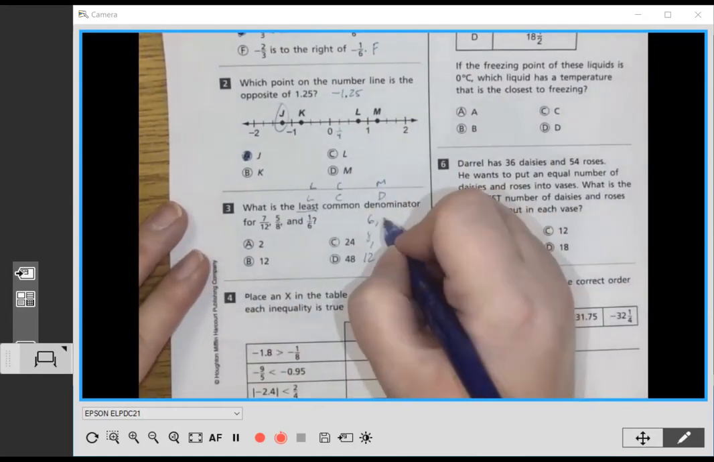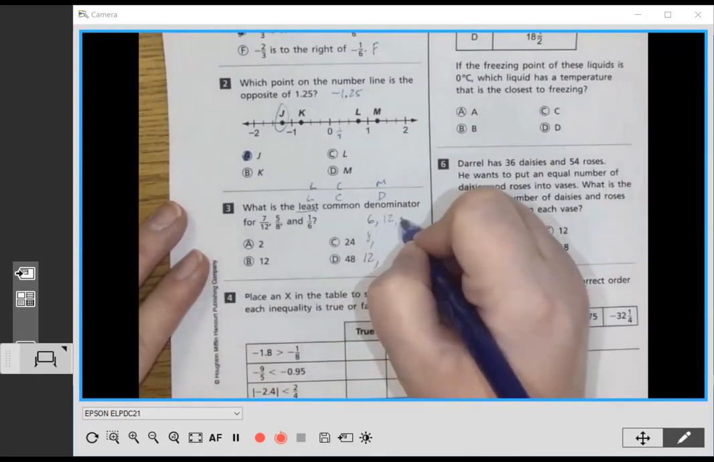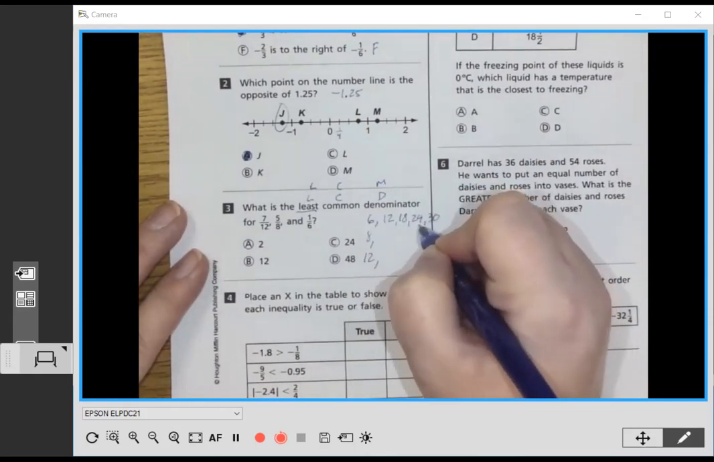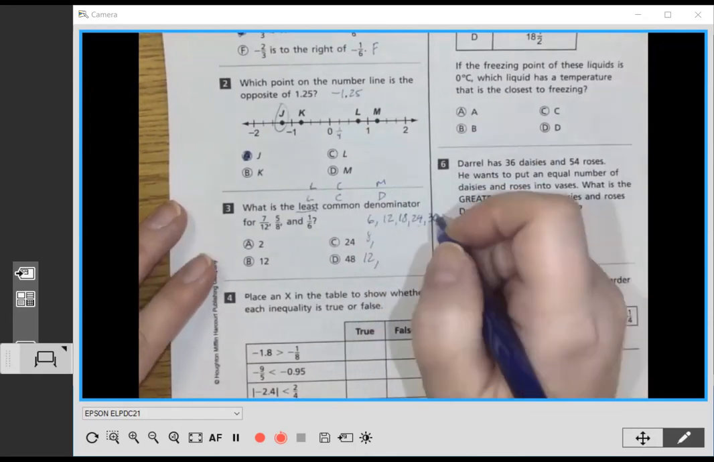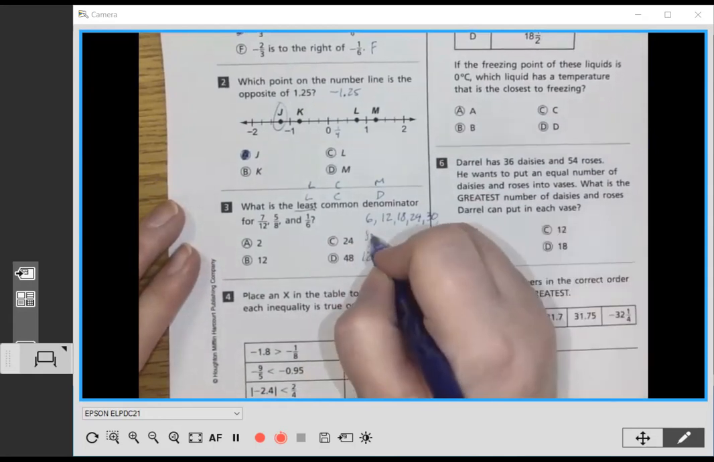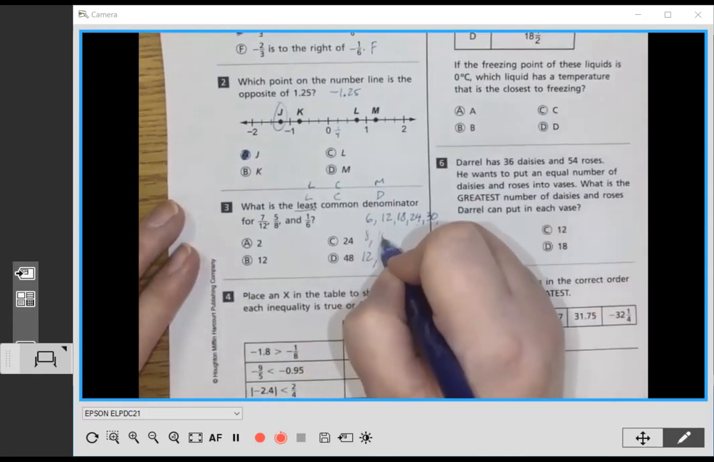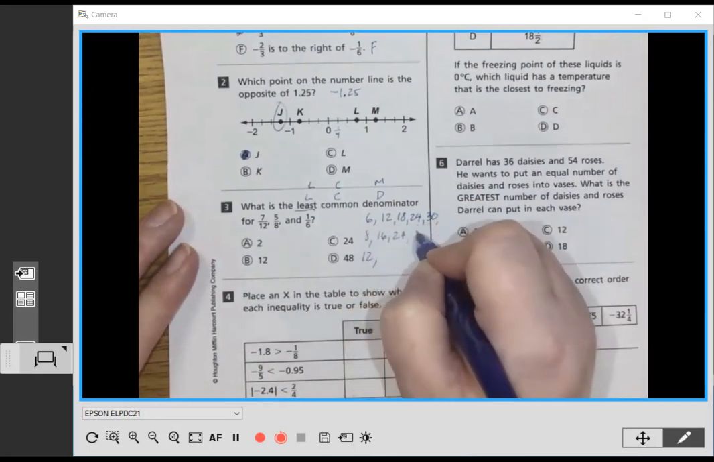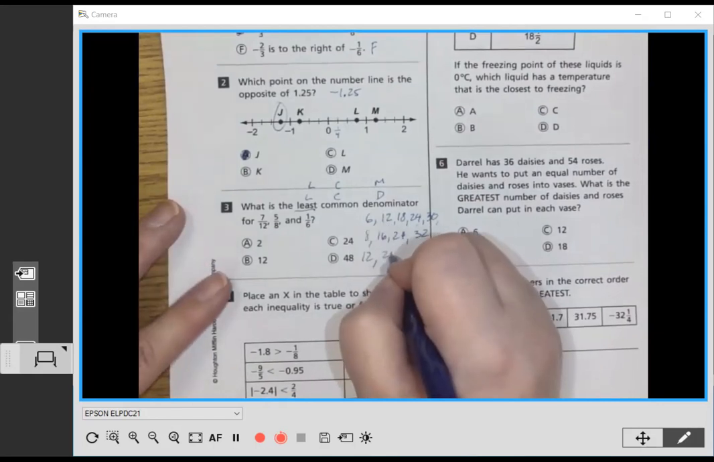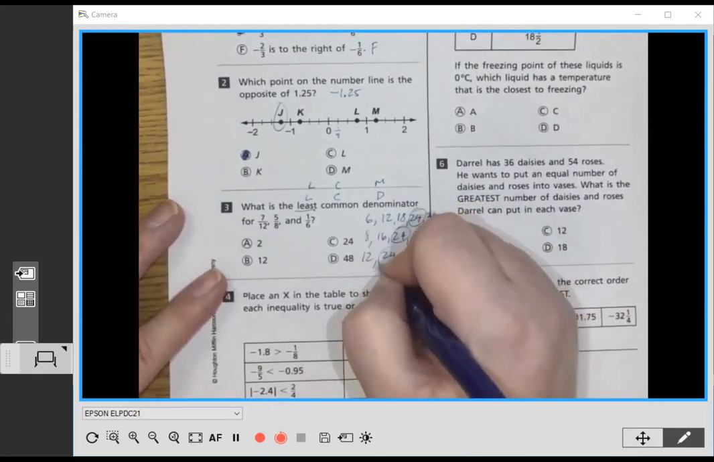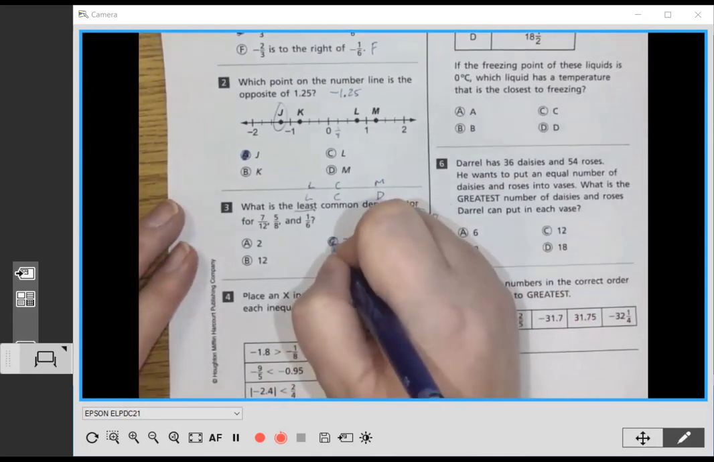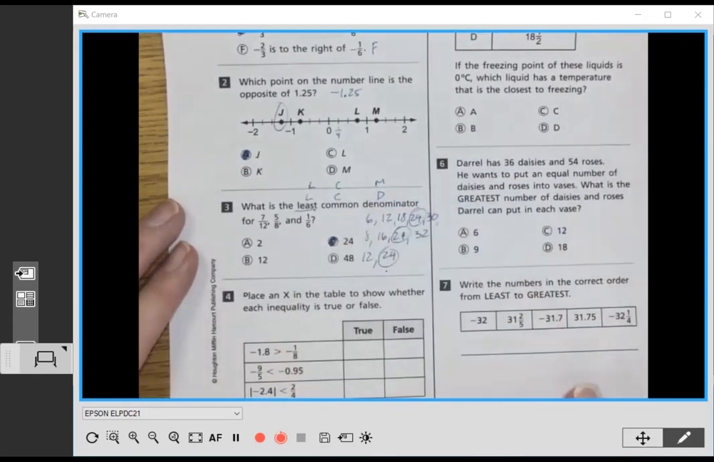multiple. Counting by 6, we have 6, 12, 18, 24. I'll stop there because I know they all have a multiple of 24, so we'll go ahead to 8. You can always add on more if you need to. Multiples of 8 are 8, 16, 24. You could keep going, but I see the 24, and I know that 12 times 2 is 24. So our least common multiple is 24, which means the common denominator is going to be 24, which is option C.